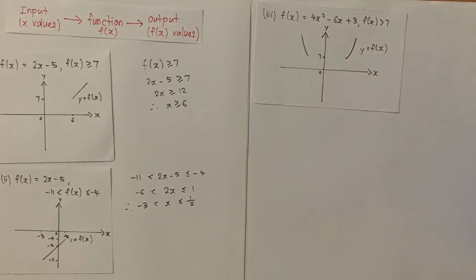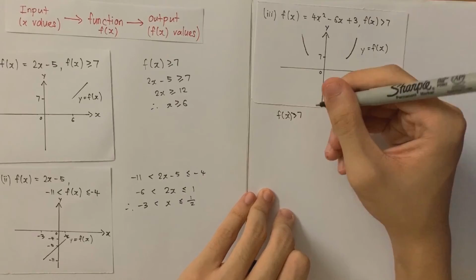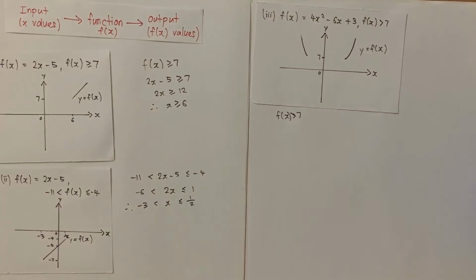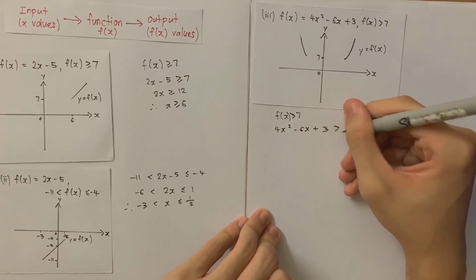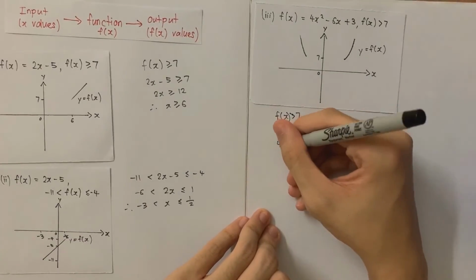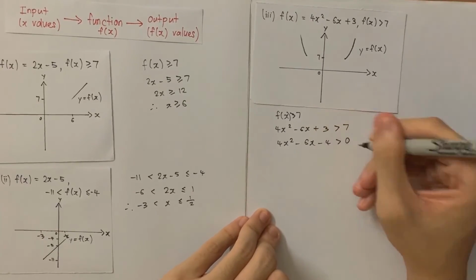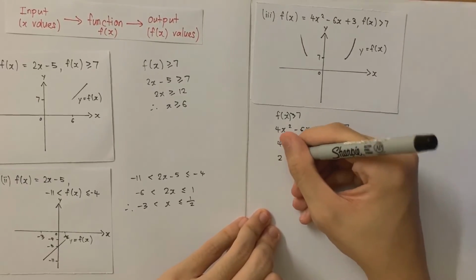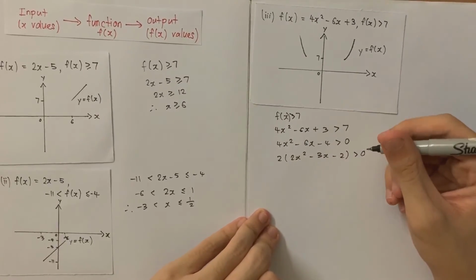Now what about a quadratic one? So f of x is more than 7. You can see that there are two critical x values that we need to find. So we're just going to find those. For x squared minus 6x plus 3 is more than 7, we're going to minus 7 on both sides. For x squared minus 6x, 3 minus 7 is negative 4, more than 0. We can factorize out 2. So that's 2x squared minus 3x minus 2 is more than 0.